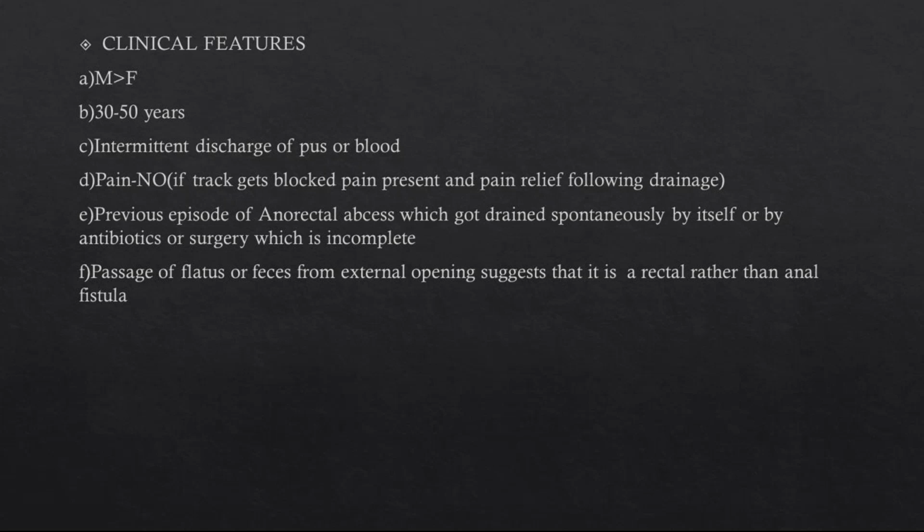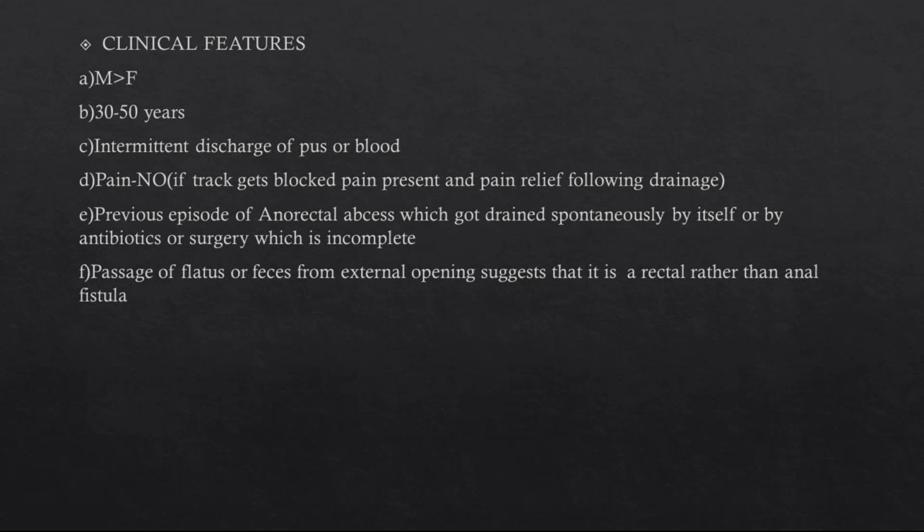Why intermittent? See, that tract is there, and sometimes it will get closed and form an abscess. It will drain by itself and discharge the contents through the external opening, and the patient will get relief of pain. That's why a patient who comes with a fistula in ano will say that they don't have pain, because the pus is freely draining from the external opening.